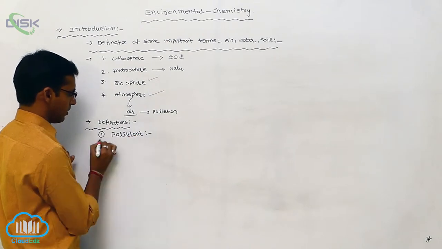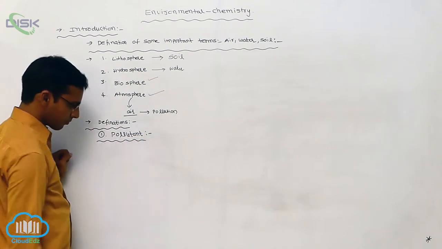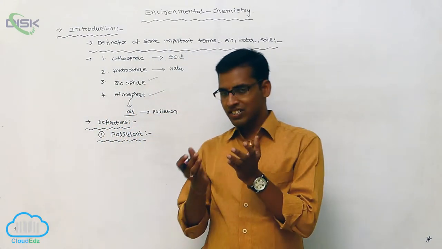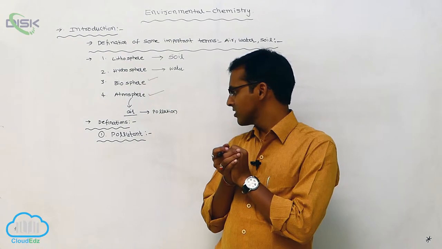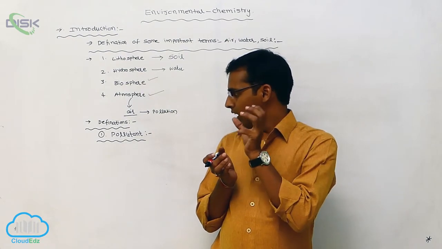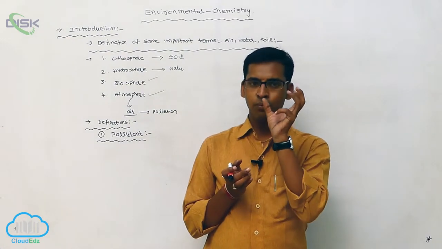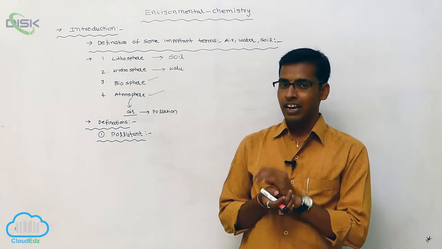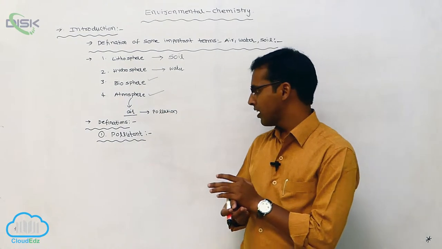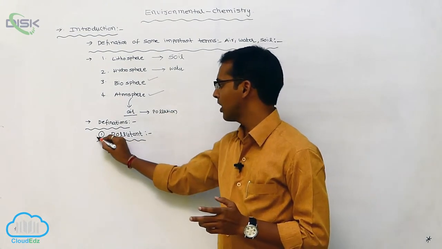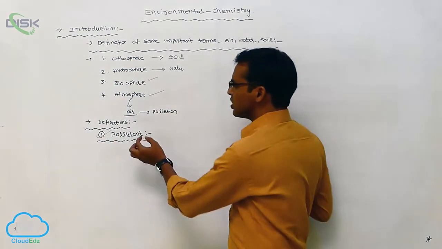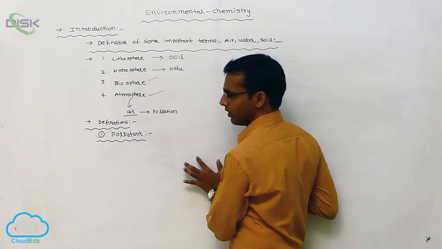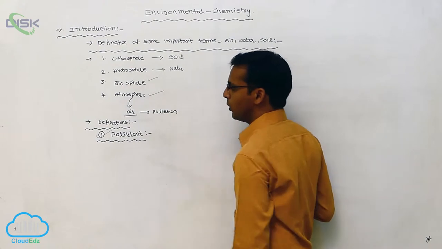First definition is pollutant. A pollutant is a naturally occurring substance in the environment, or a new organic compound having a higher molecular weight compared to a natural substance, that causes harmful effects on human beings. So this pollutant causes harmful effects for human beings. So that is your pollutant.